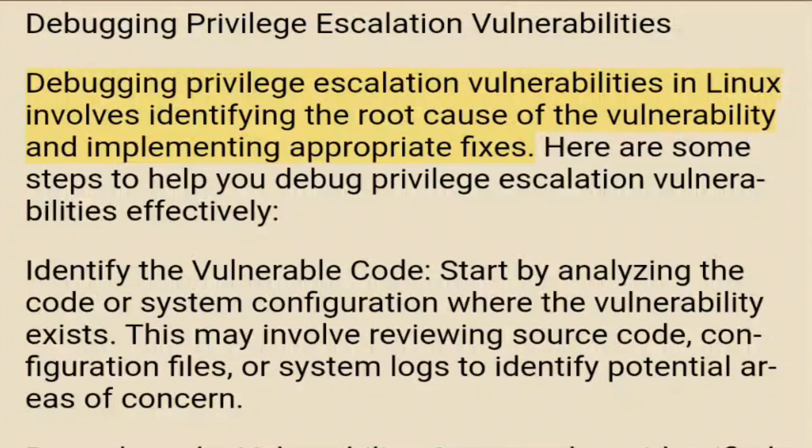Debugging privilege escalation vulnerabilities. Debugging privilege escalation vulnerabilities in Linux involves identifying the root cause of the vulnerability and implementing appropriate fixes. Here are some steps to help you debug privilege escalation vulnerabilities effectively. Identify the vulnerable code. Start by analyzing the code or system configuration where the vulnerability exists. This may involve reviewing source code, configuration files, or system logs to identify potential areas of concern.